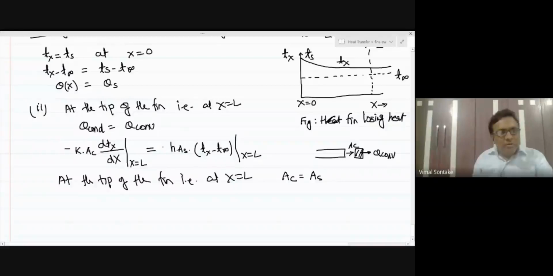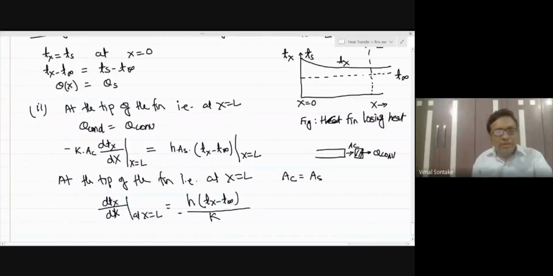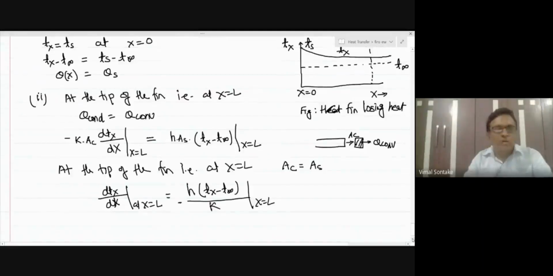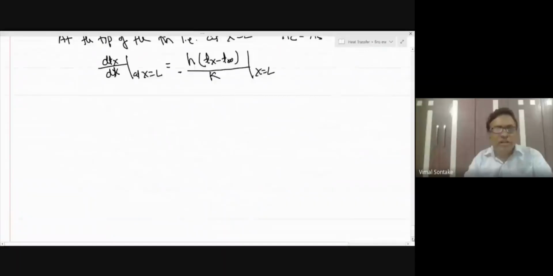So it will become dT(x)/dx at x equal to L. A_C has got cancelled with A_S. I can write it as minus k dT(x)/dx at x equal to L is equal to h times (T(x) minus T infinity). Got the point? This is the second boundary condition.